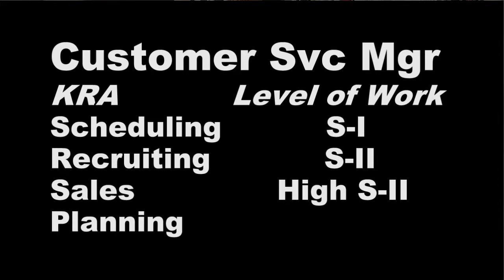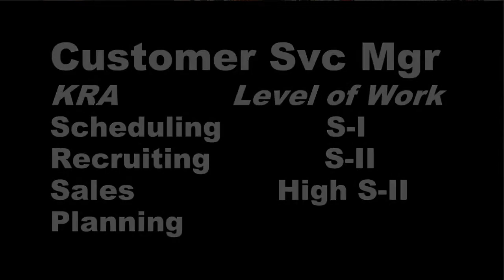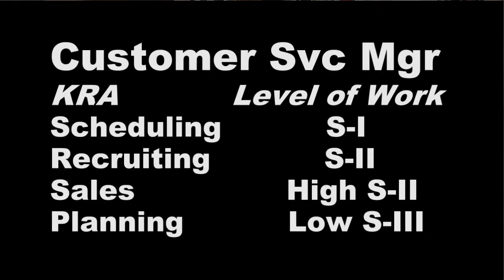Now, the last key result area is the key result area of planning. We know when we're busy around the company. We have high season, we have low season. I want my customer service manager to provide me with a 12-month personnel plan, and I need him to execute to that plan, to bring people on when we're busy, and also to relocate people around to other parts of the company when we're not so busy. Now, there's a hint in there. Any ideas? 12-month time span task assignment, high 2, low 3 level of work.